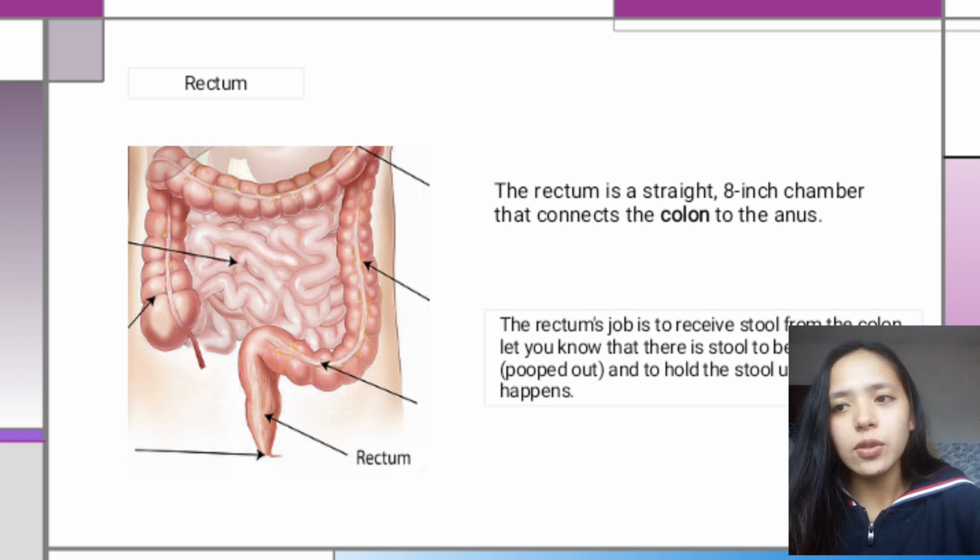So the rectum's job is to receive stool from the colon, let you know that there is a stool to be evacuated, pop up, and to hold the stool until evacuation happens. So mao na siya ang rule sa ato ang rectum. Siya ang ga-receive sa gikuan sa ato ang colon.